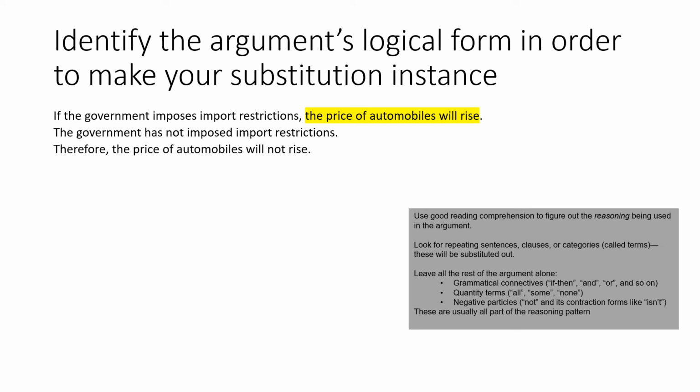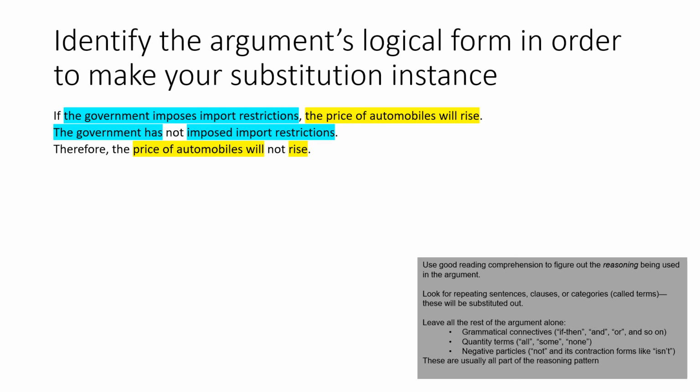And we do that by looking for repeated phrases or terms or sentences. And here, notice that the price of automobiles will rise is a phrase that gets repeated in the first premise and then also the conclusion. But notice that when it shows up at the conclusion, it's broken up by a negative particle. It's the same thing with our other repeated phrase as well. The government imposes import restrictions occurs in both the first premise as well as the second one, but in the second one, it's broken up with a negative particle.